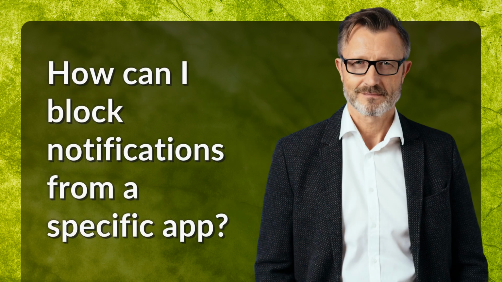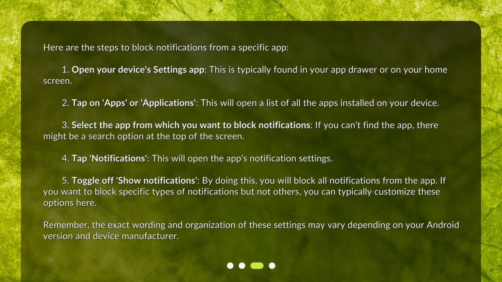How can I block notifications from a specific app? Here are the steps to block notifications from a specific app. 1. Open your device's Settings app. This is typically found in your app drawer or on your home screen. 2. Tap on Apps or Applications. This will open a list of all the apps installed on your device.